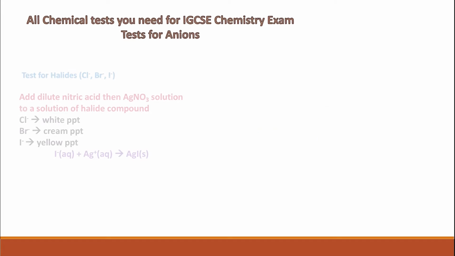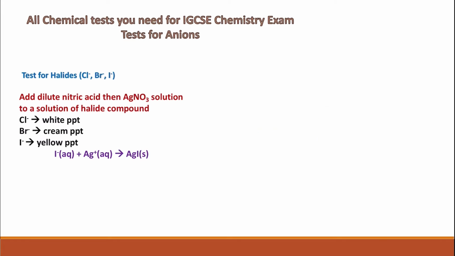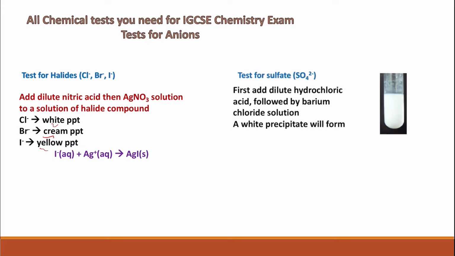And finally, tests for anions. Test for halides: chloride, bromide, and iodide. This is using silver nitrate, where chloride gives a white precipitate, bromide a cream precipitate, and iodide will give you a yellow precipitate. And the test for sulfate, where first you add dilute hydrochloric acid, followed by barium chloride, and a white precipitate will form if you have sulfate.